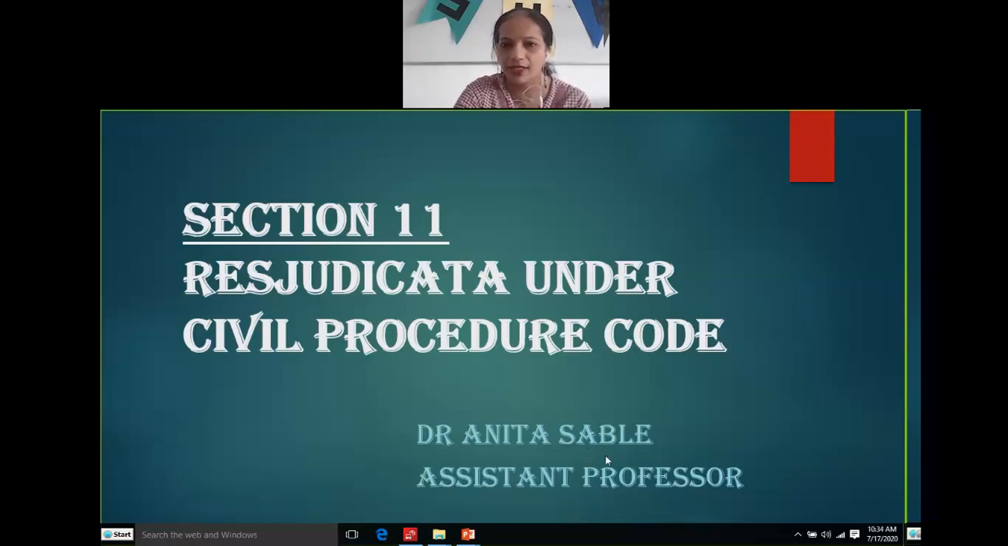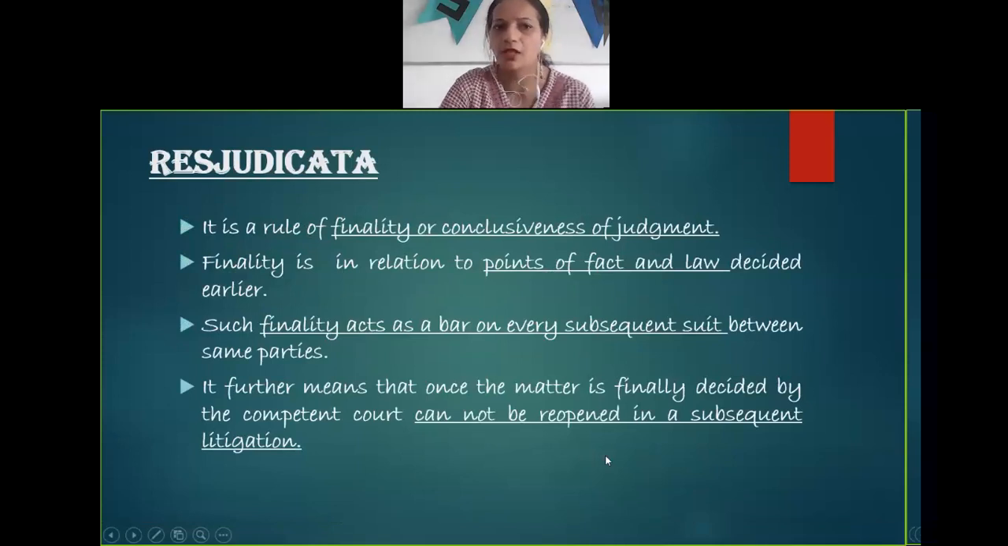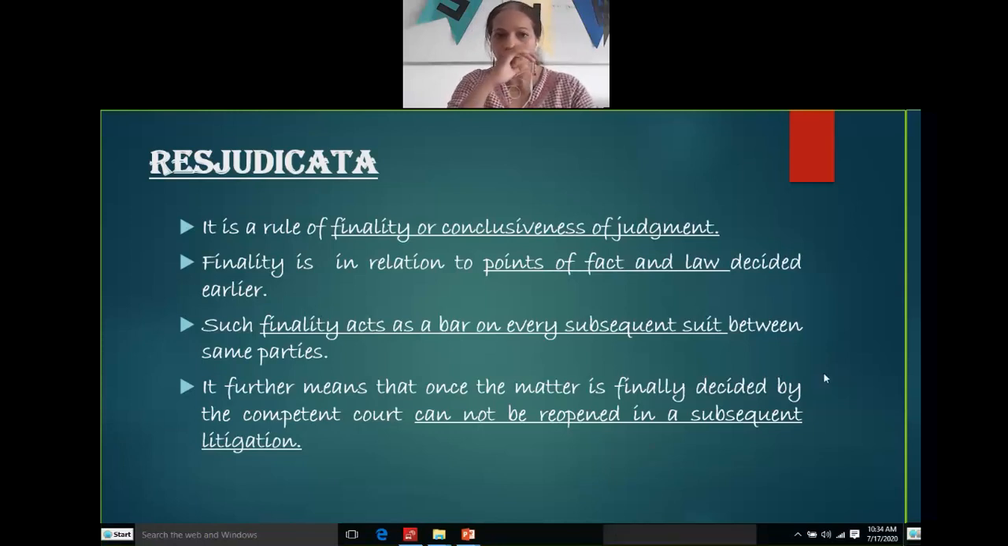Now, let us start. What do we mean by the term res judicata? Student, res judicata is a rule of giving finality and conclusiveness of judgment. It is nothing but a rule of finality or a conclusiveness of the judgment. Finality is in relation to the points of fact and the law decided earlier. Finality is in relation to what? Finality is in relation to the points of fact and the law which is decided earlier.